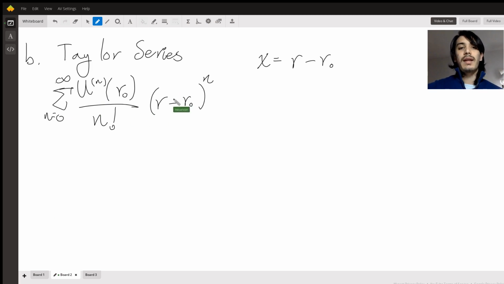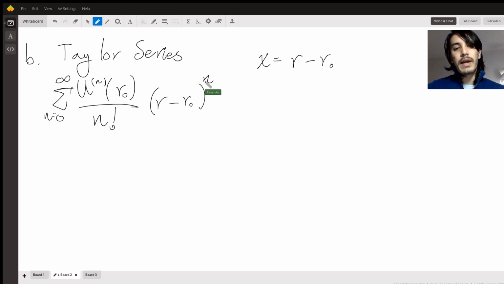And we can write it out like this. We then know that since x is just how far we are from our equilibrium position, it can be written as r minus r naught. Our actual position in space minus our equilibrium position is going to be our displacement from the equilibrium position.